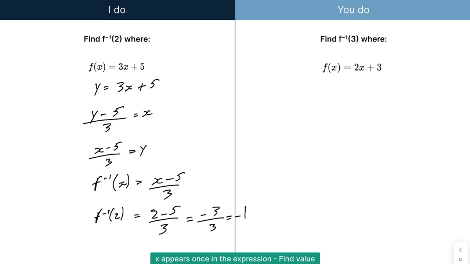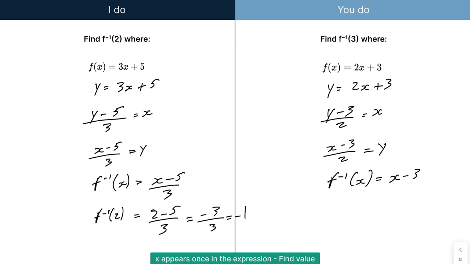So on the right, again, hopefully you did the exact same thing. So replace that with y, rearrange that for x, and then you end up with swapping these two around. And that is your inverse function. And now you just substitute the value of 3 in there. So that becomes, well, the inverse with the 3 going in. So that's 3 minus 3 over 2. Well, 3 minus 3 is 0. So that just ends up with 0.